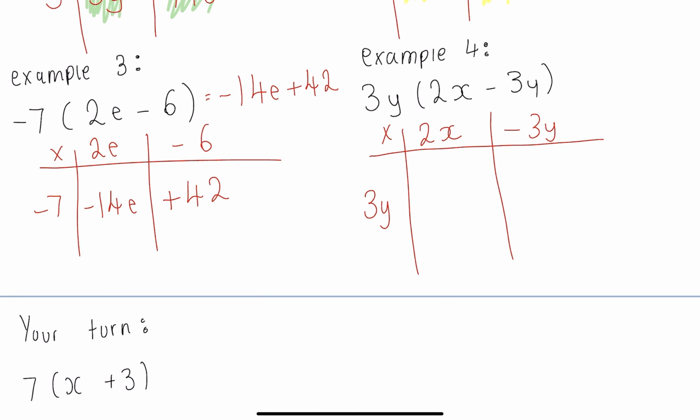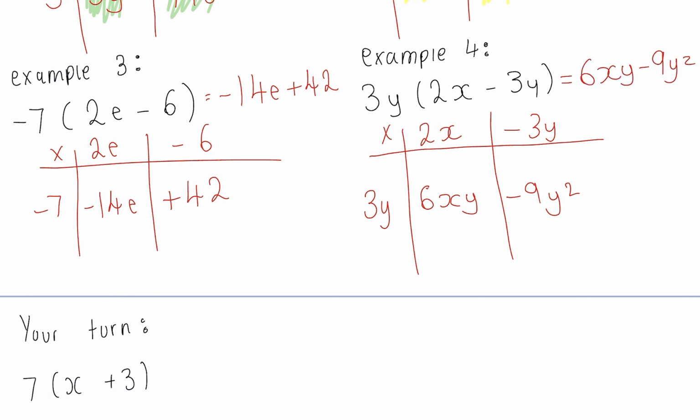So separating those. Now thinking back to that starter, 3y times 2x. Well, 3 times 2 is 6. And then we've got x times y, so we've got to go x, y like this. And then here we've got 3 times negative 3, which is minus 9. Y times y is y squared. So our answer here would be 2xy minus 9y squared.